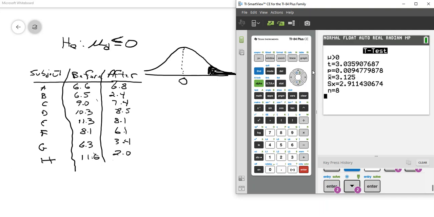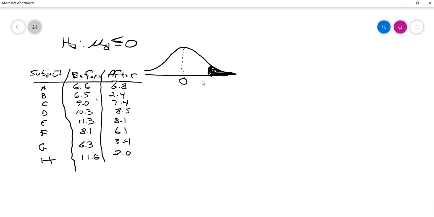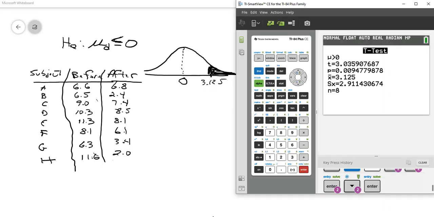So what's this t value? Well, your t is your number of standard errors. So the distance from 0 up to this point right here, 3.125, that's my sample mean. So the distance from here to here is 3 standard errors roughly, 3.035. Remember, with standard errors, if you're past 2, you're out there. If you're past 3, you're really out there. So this is a big difference, statistically speaking.